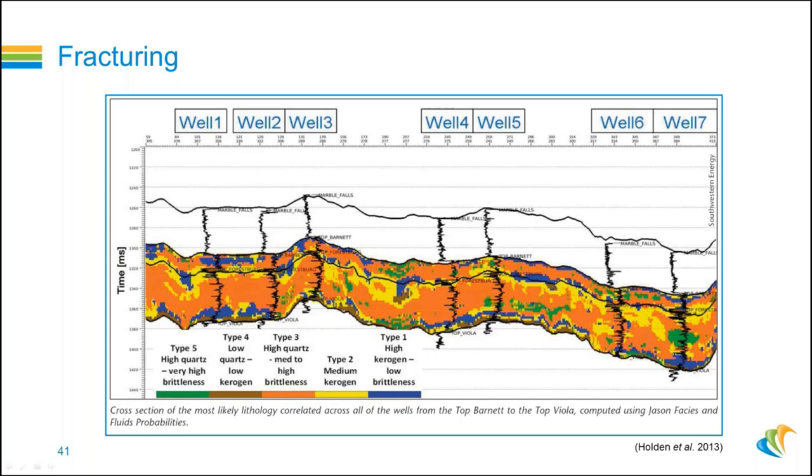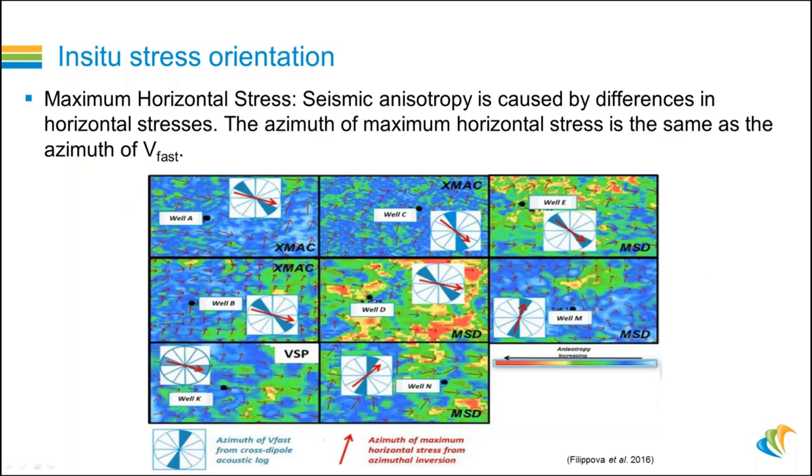The next part is the stress magnitude and orientation. There is another example for this one. Here you see, based on the anisotropy that you can get from your seismic data, anisotropic seismic inversion in specific, you can get the maximum stress direction from your seismic data. Here you see I have some stress direction at the well, shown by the red arrow, and I have some blue ones. It's from the cross-dipole acoustic logs, and I get them from the seismic.